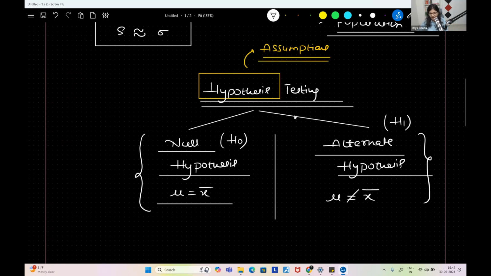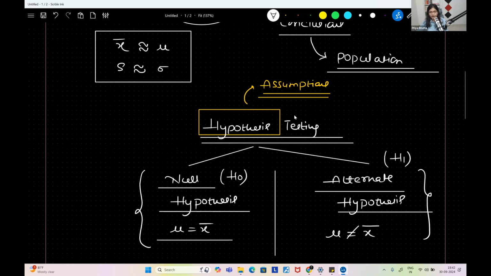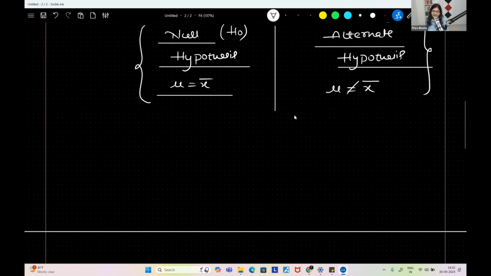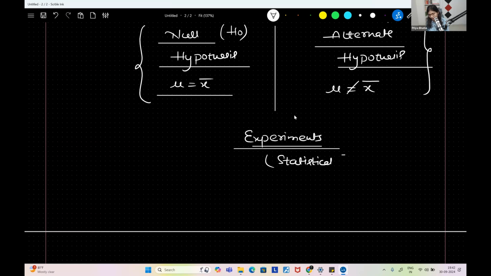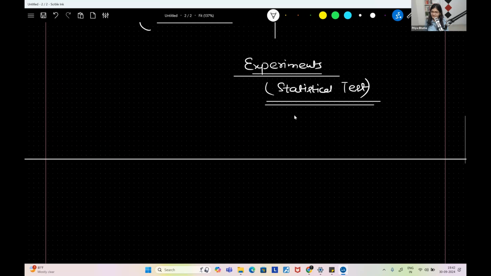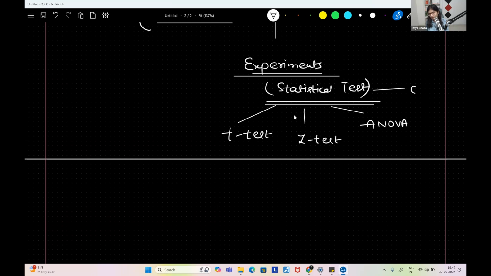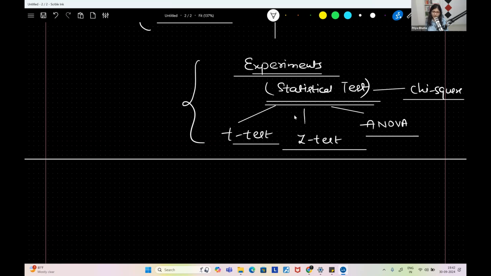Now, the simple idea is that whenever we talk about the concept of hypothesis, we usually try to do some experiments. When I say experiments, we are talking about the statistical tests we will perform. These tests include, which we will discuss in our next session in a lot more detail, the t test, z test, ANOVA test, chi-square test. We will discuss all of these tests in a lot more detail. We will do these kinds of experiments depending upon what business use case or problem statement is provided to us, right?